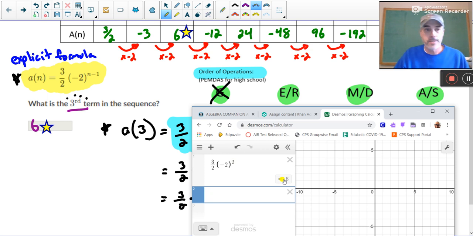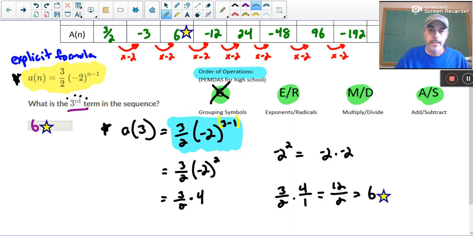So I'm using Desmos calculator. I'm using my phone calculator. I can do it by hand. I can flex with my math ability, but a lot of the times I'm not actually doing that. I'm actually just using a calculator.